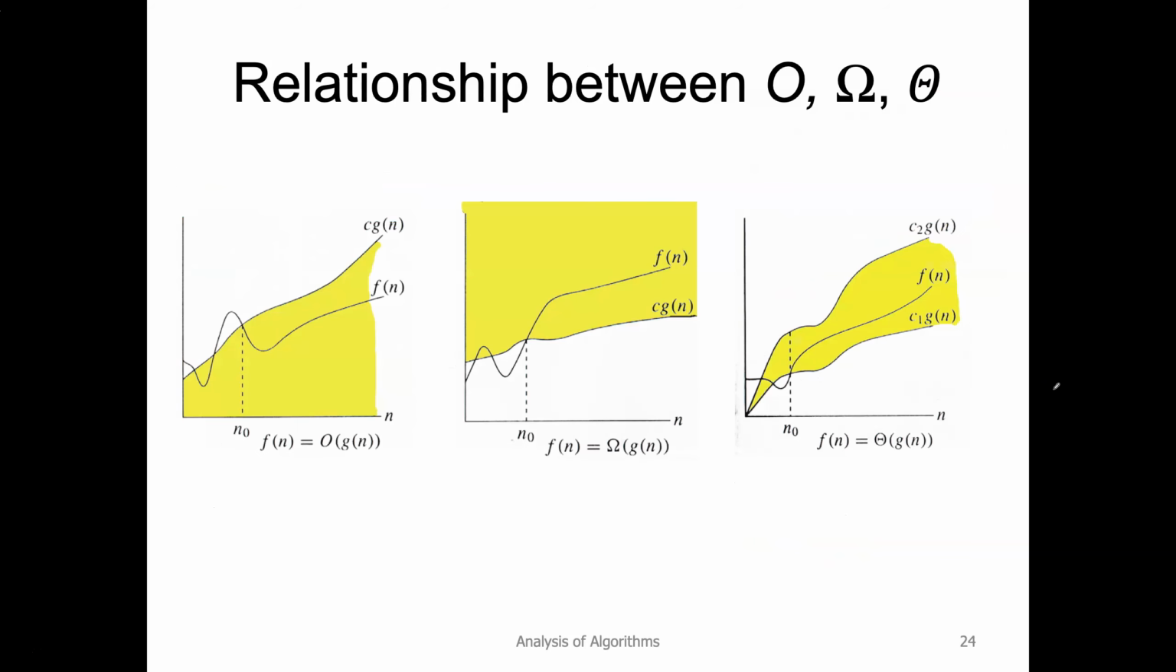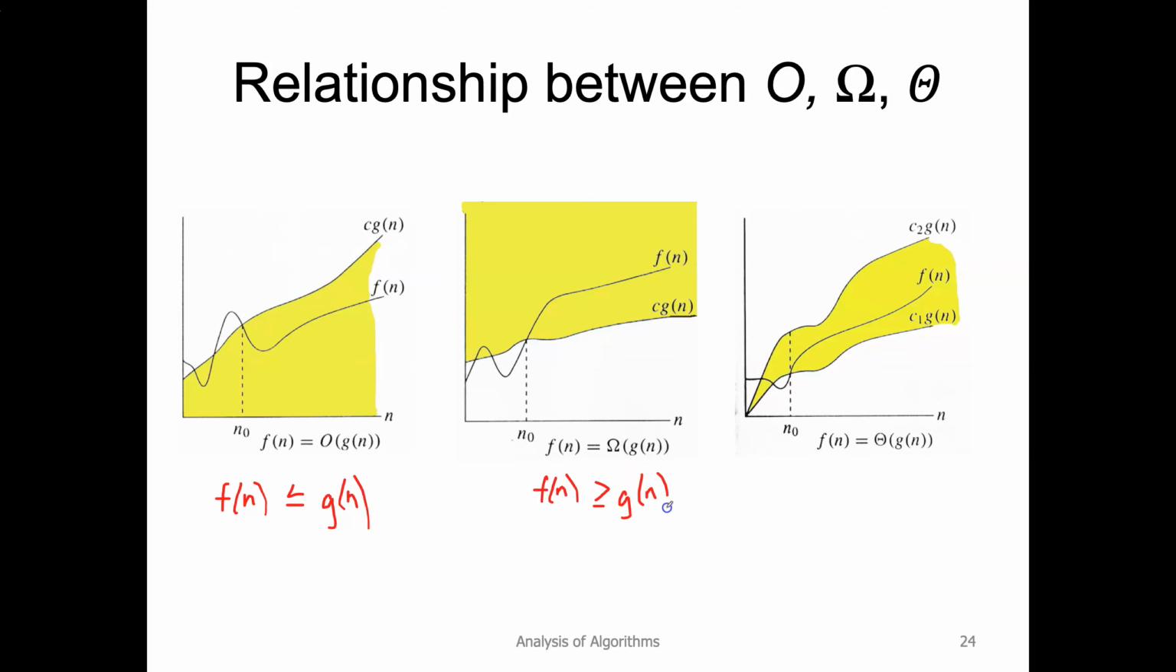So we can see how they relate with these pictures. On the left, everything in yellow is the set big O of g of n. So g of n is our asymptotic upper bound. You can again think of this as saying f of n is less than or equal to g of n, asymptotically. In the middle, everything in yellow is the set big omega of g of n. Here, g of n is our asymptotic lower bound. So this is like saying f of n is greater than or equal to g of n.